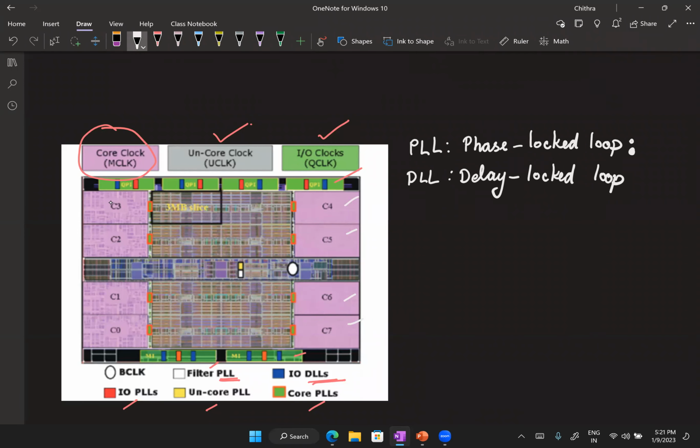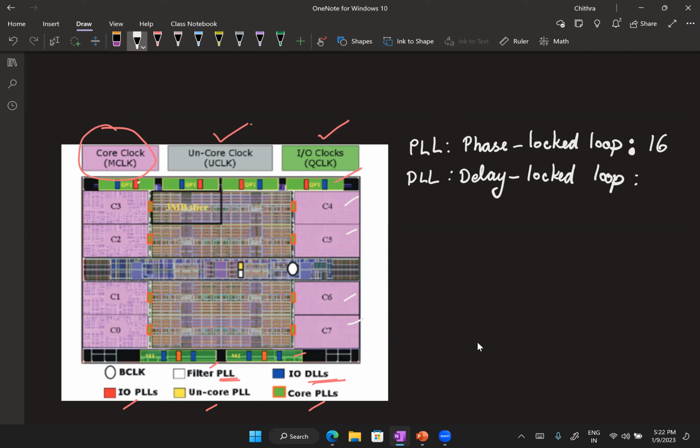How many IO PLLs are here? So 1, 2, 3, 4, 5, 6. Let's look at the filter PLL. So 7, then uncore PLL, which is yellow color, so 8. And then we have the core PLLs. So 9, 10, 11, 12, 13, 14, 15, 16. 16 PLLs. So we have 16 PLLs here.